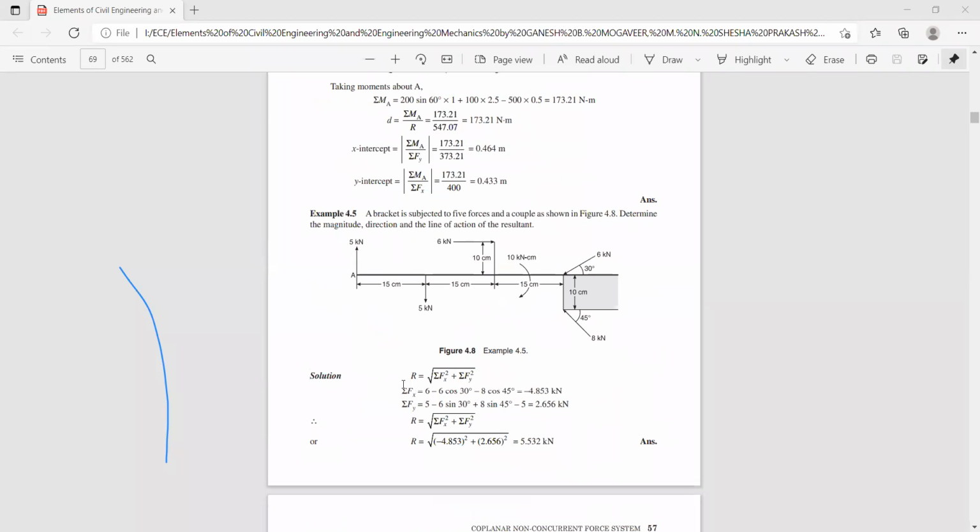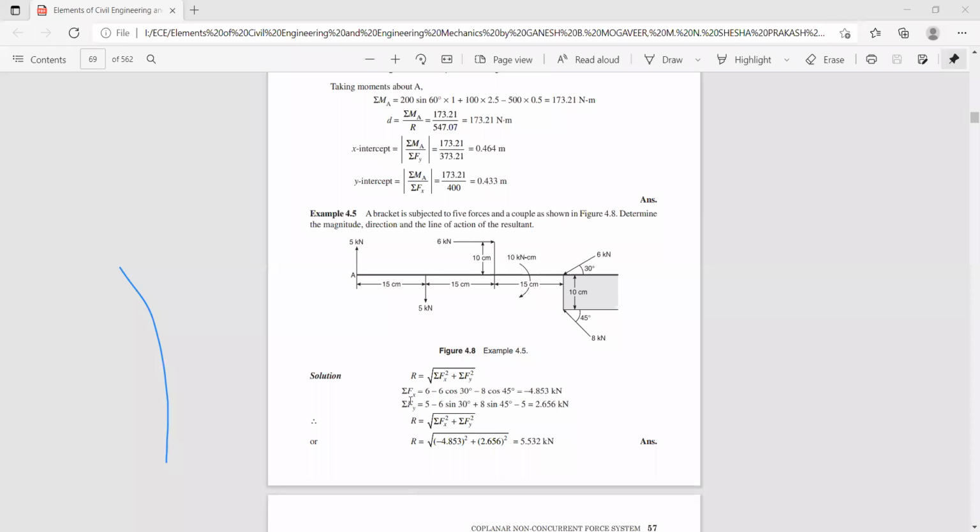Now let us check sigma F of x: 6 minus 6 cos 30 minus 8 cos 45 works out to be minus 4.853 kilonewton. That means it is negative, so in the bracket you can show the arrow in the negative direction. And sigma F of y is 5 minus 6 sin 30 plus 8 sin 45 minus 5. On simplification, you get sigma F of y as 2.656 kilonewton. Then you can find the magnitude of the resultant by using this expression, and you'll get 5.532 kilonewton.